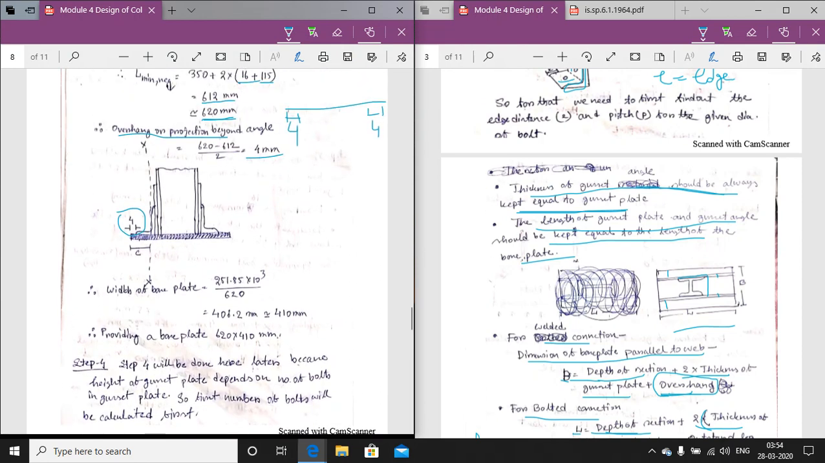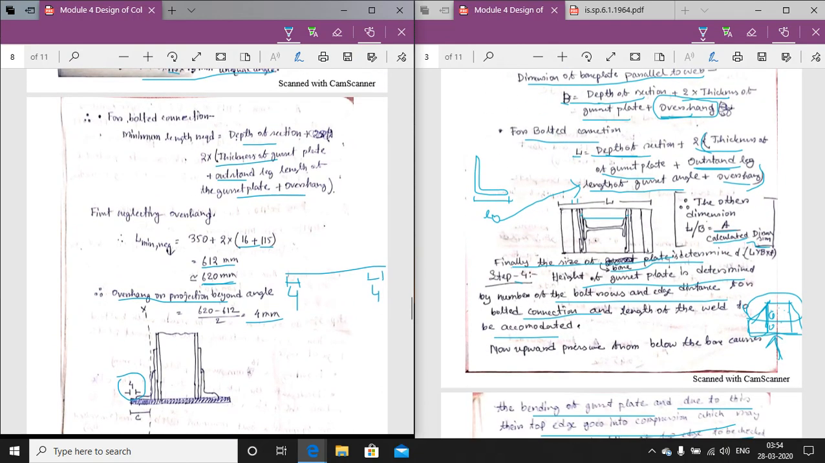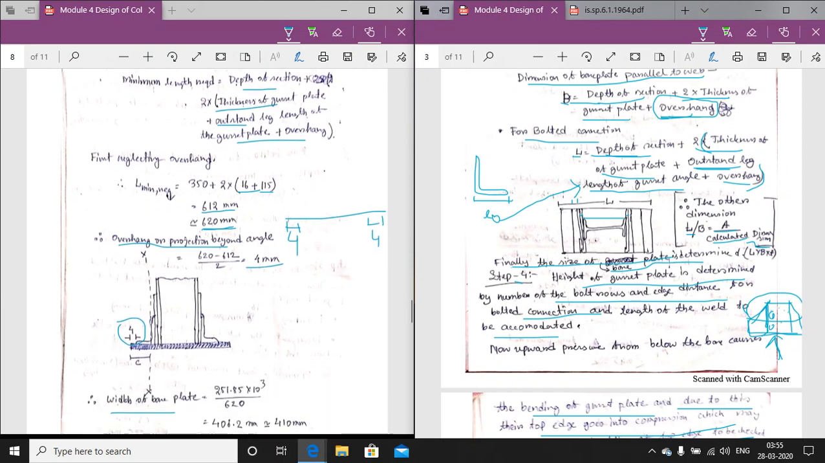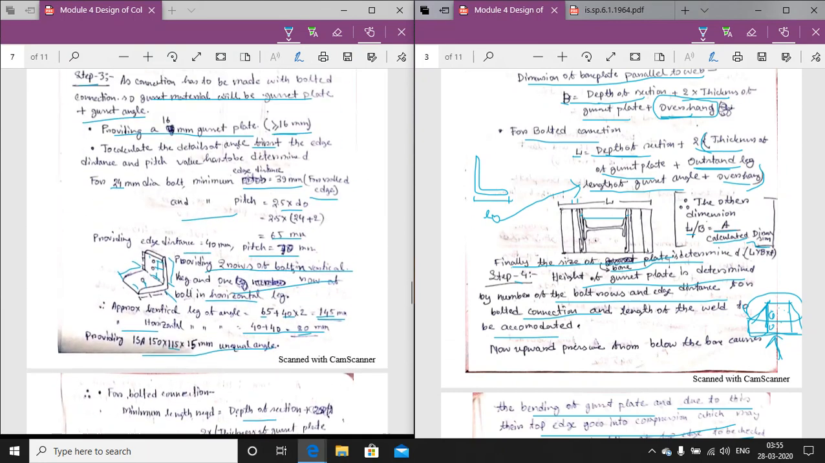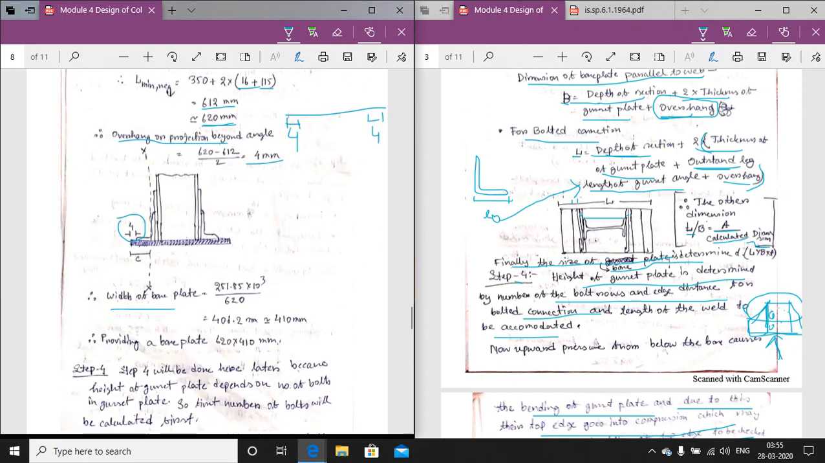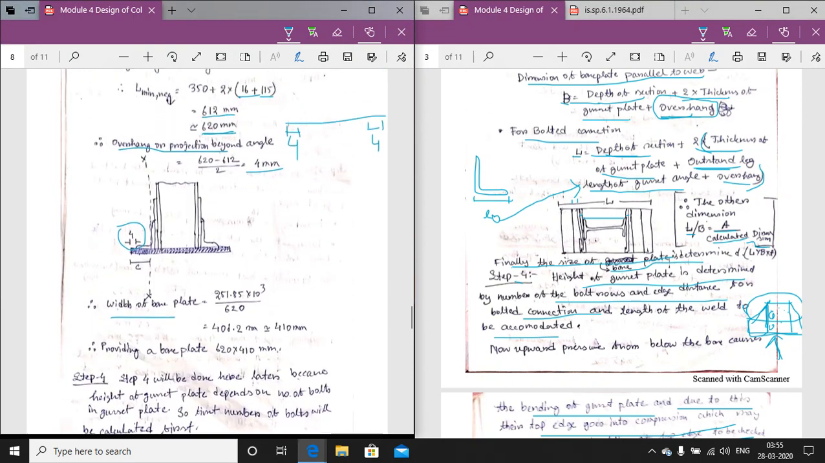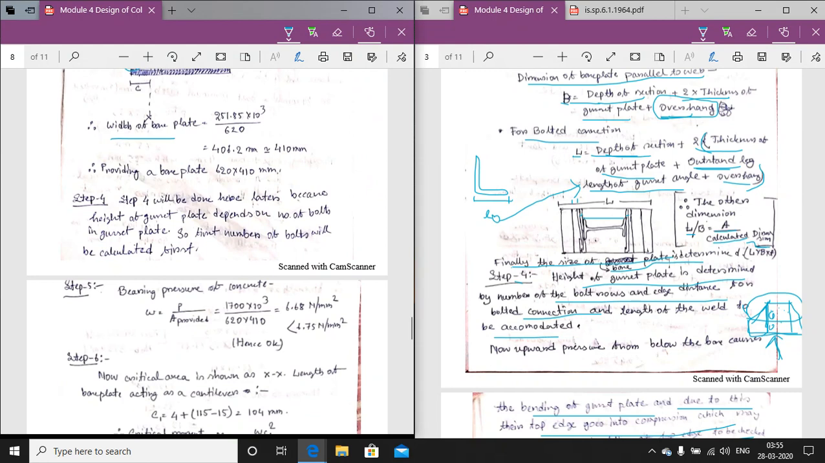Now another dimension, the width of the base plate, will be equal to B equals A by the calculated dimension. We have calculated A equals 251.185 here. So that divided by the length, that is 620 mm, we are getting 406.2. So again we are assuming 410 mm. So we are providing a base plate of 620 into 410 mm for our case. This is the size of the base plate we have got.